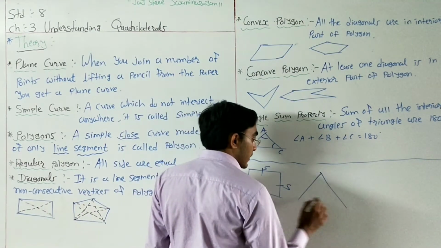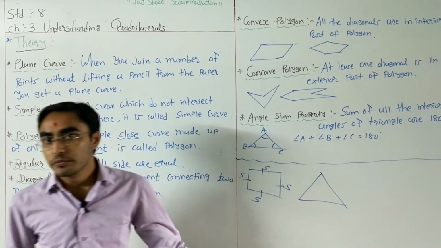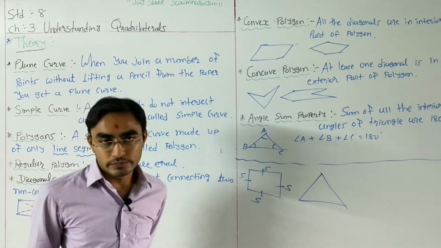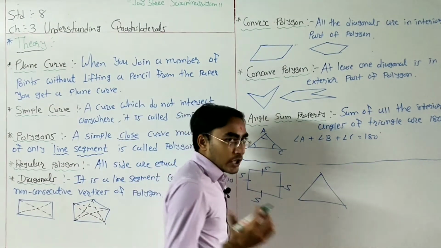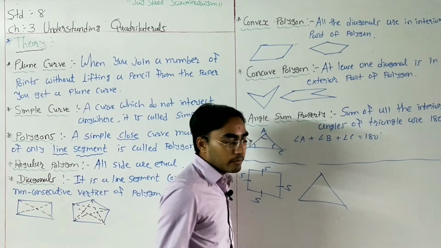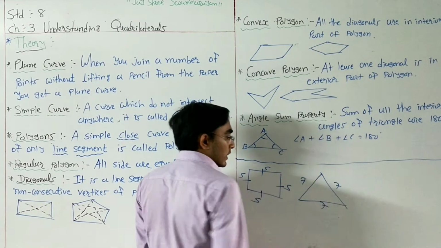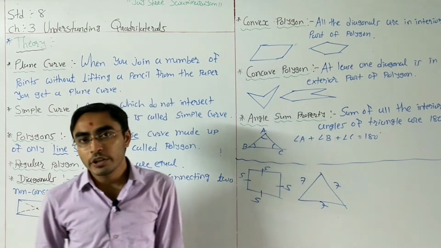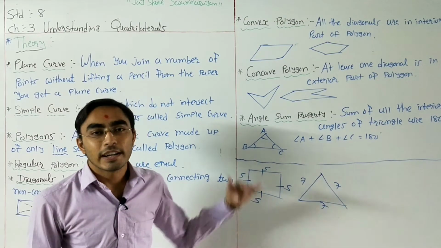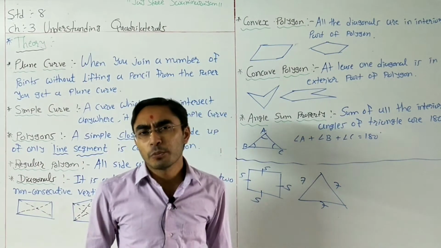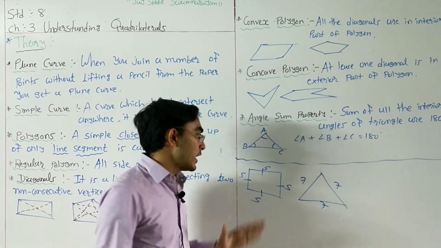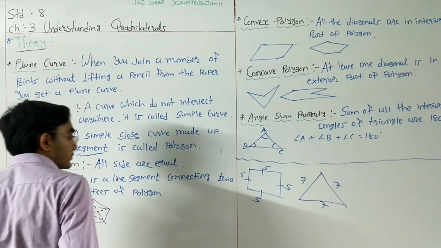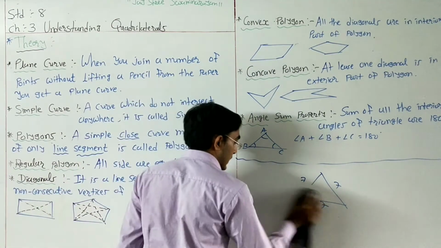If we talk about an equilateral triangle, this is also one type of polygon: a closed figure, only line segments, and a simple figure. In an equilateral triangle all three sides are the same. Let's take 7 centimeters; all three sides have the same measurement, 7 centimeters. So this is also called a regular polygon. So in a regular polygon, what we need to consider is that all the sides are the same. It is a polygon, but all sides of the polygon are equal.